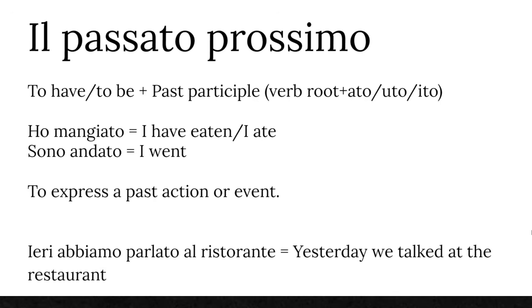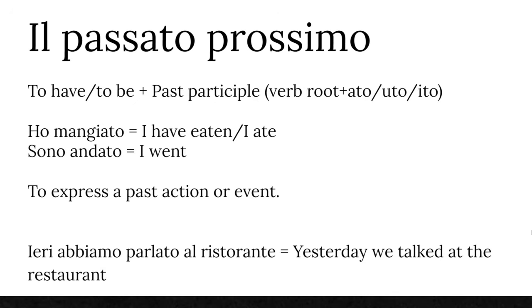So for example, the ending for the verbs that end with are and the regular is ato, A-T-O. The ending for the verbs that end with ere and the regular is uto, U-T-O. And the ending for the verbs of the third group, so the verbs that end with ire, is ito, I-T-O. Okay? But don't worry about it, now it's just theory, but we're gonna see tons of examples to make it more clear.